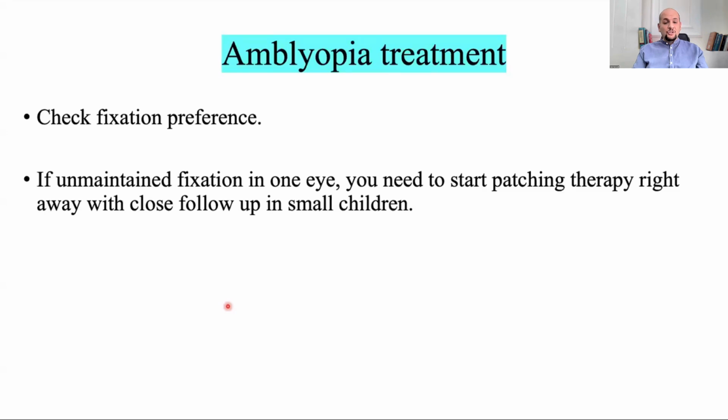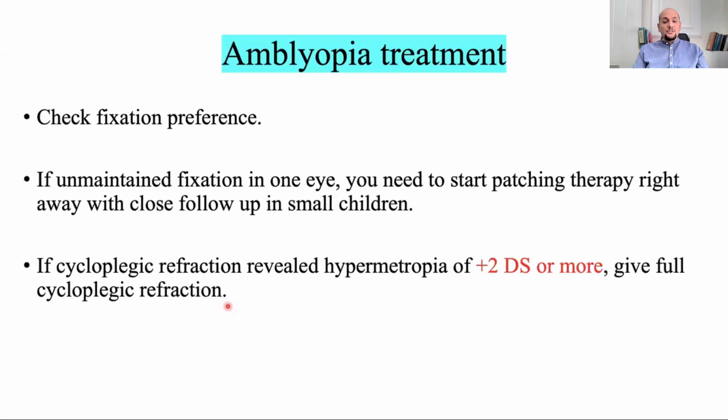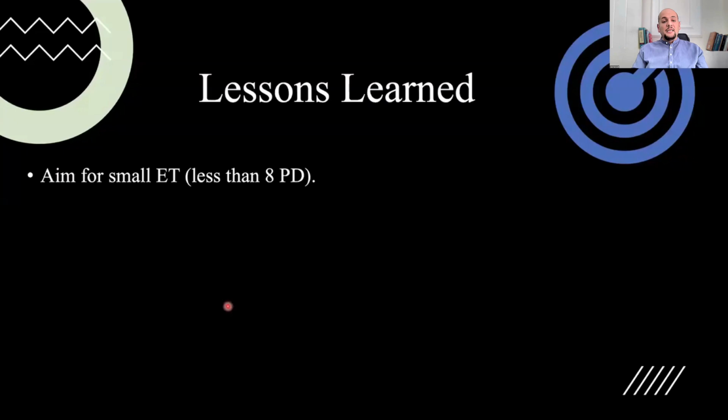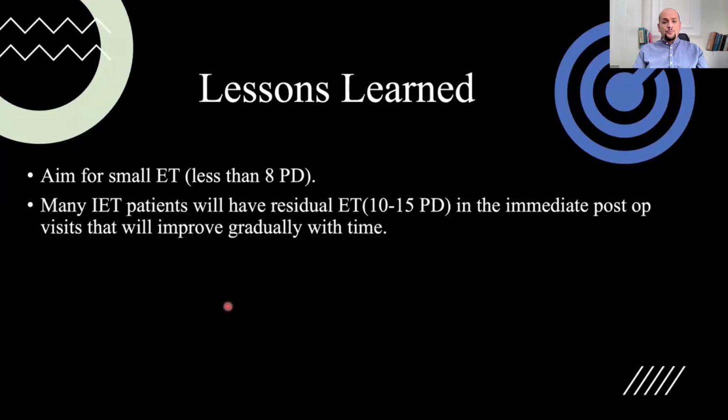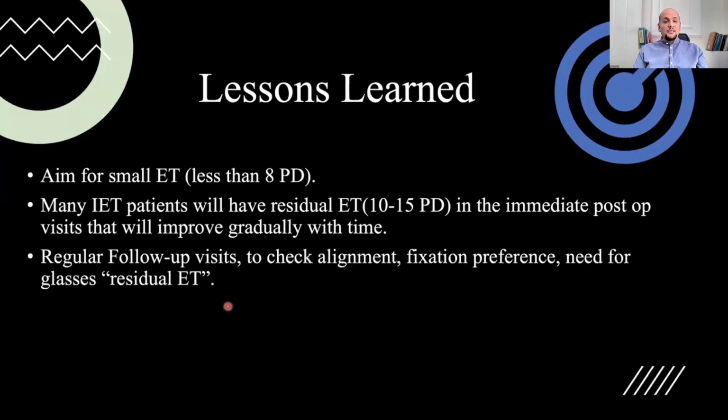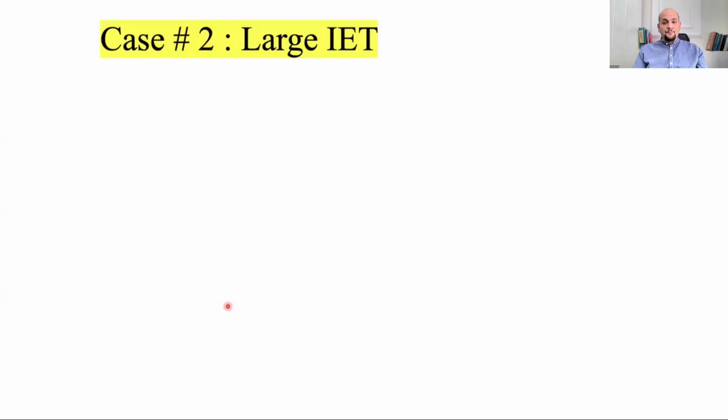For 1-year-old children, if cycloplegic refraction revealed hypermetropia of +2 diopters or more, give full cycloplegic refraction that might improve the deviation. So lessons learned, aim for small esophoria less than 8 prism diopter. Many infantile esotropia will have residual ET 10 to 15 prism diopter in the immediate post-op visit that will improve gradually with time, like this patient, and regular follow-up visits to check alignment, fixation preference, and need for glasses if the patient had residual ET, and use the above mentioned nomogram.